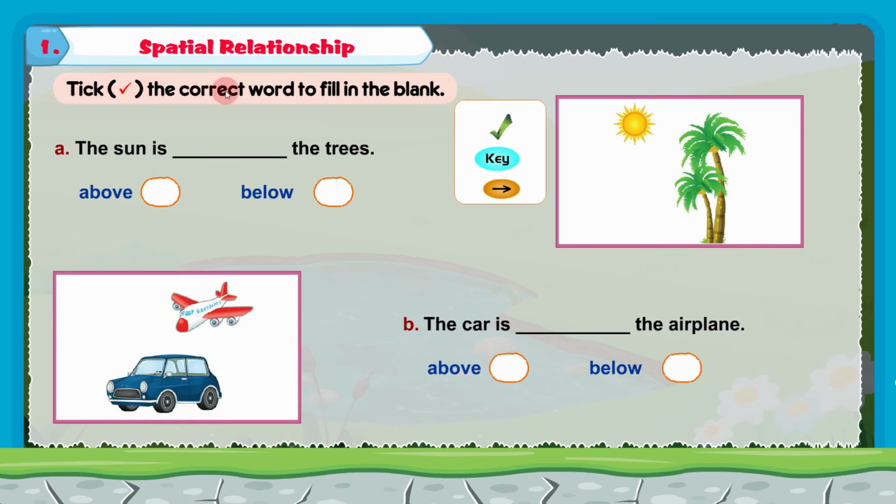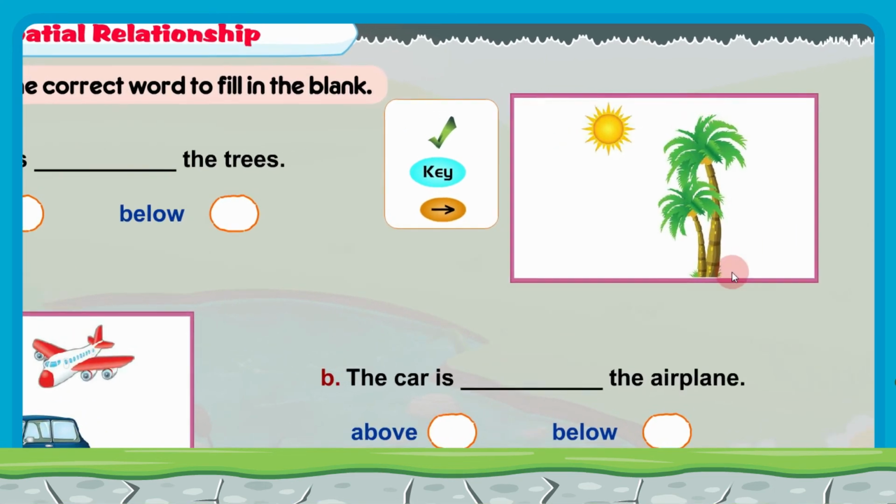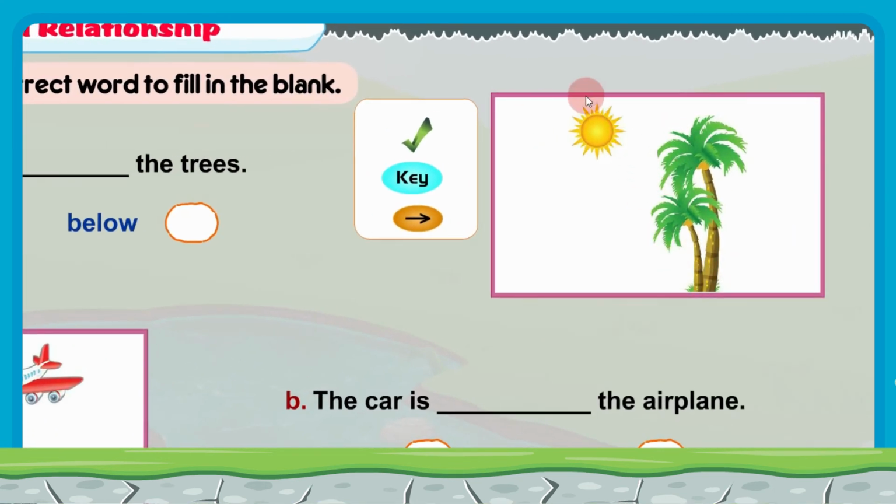Tick the correct word to fill in the blank. Here we have some statements which are incomplete and we have to write the correct word here. The first one, let's read. The sun is dash the trees. Yes, if you look at this picture, we have trees here and this is the sun.